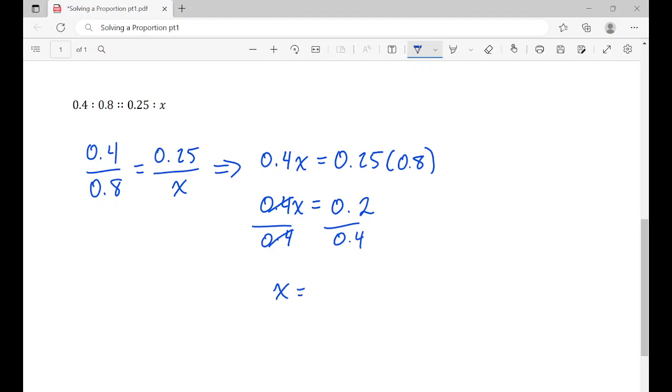leaving us with x equaling a half. But since we're also dealing with decimals, we can write that as 0.5. So whichever answer you prefer is the exact same thing, but since we're dealing with decimals, probably 0.5 would be the preferable method or final way to write this answer for this question.